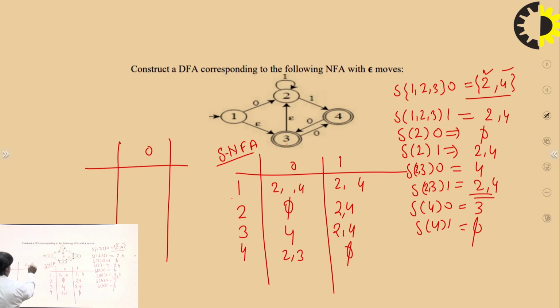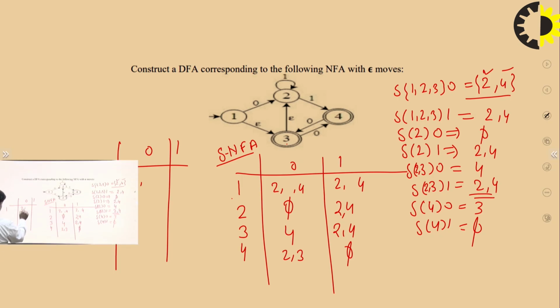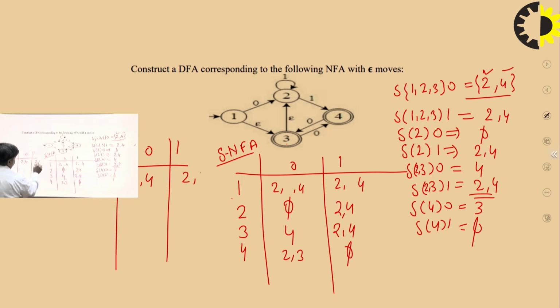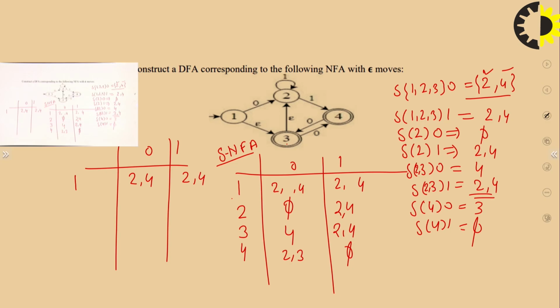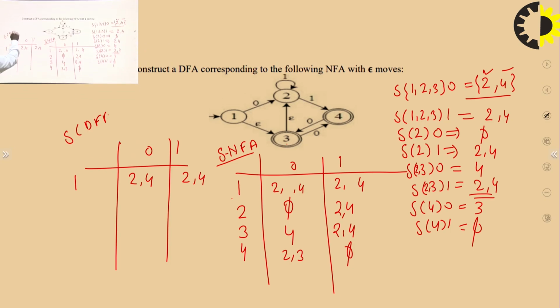Now, inputs 0 and 1, and start from state 1. Here is a {2, 4}, and here is a {2, 4}. So one new state is generated in the transition table of the DFA. One new state found, that is {2, 4}.